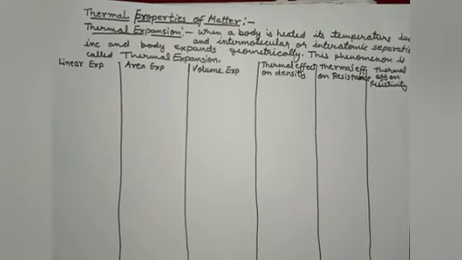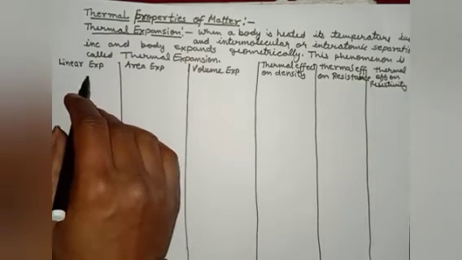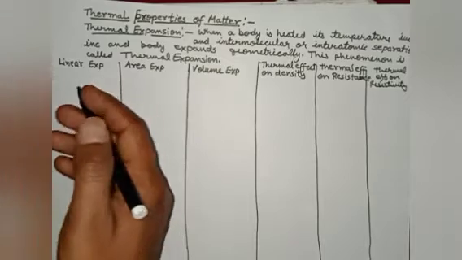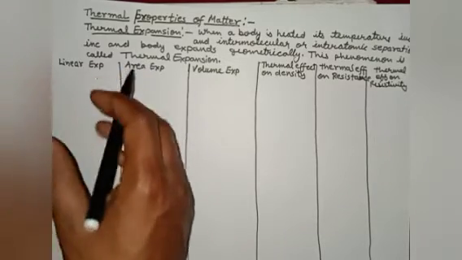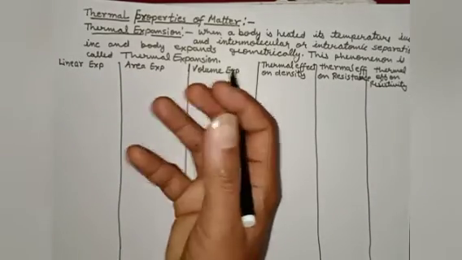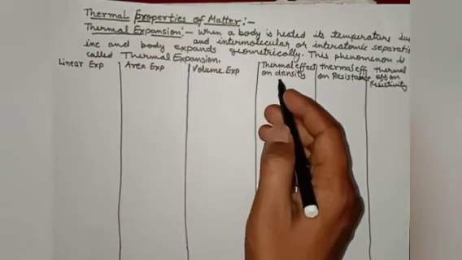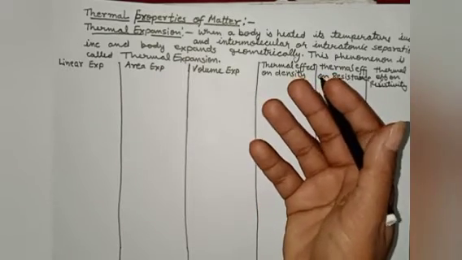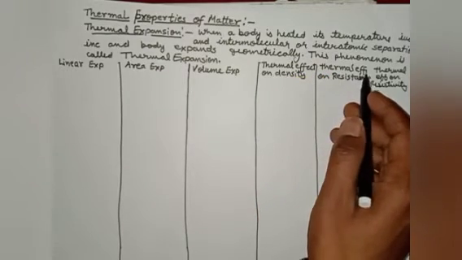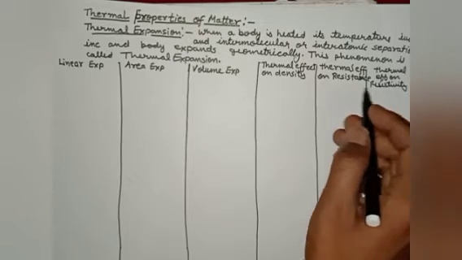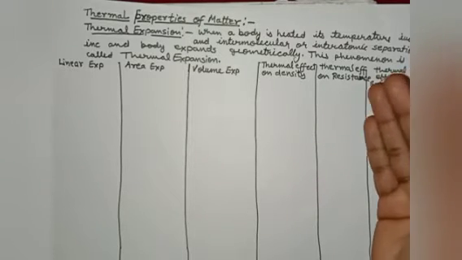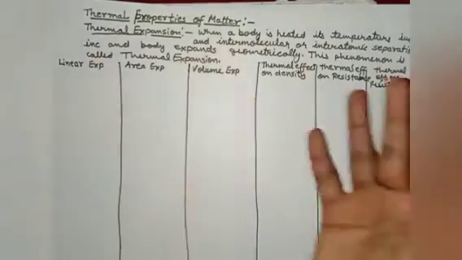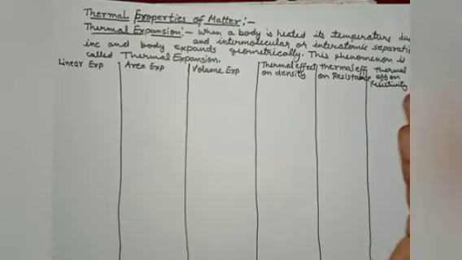Linear expansion: expansion of length, related to a wire or a rod. Area expansion: related to a surface. Volume expansion: for a solid, three-dimensional solid. Thermal effect on density, we can't say expansion or any other word. Thermal effect on resistance, thermal effect on resistivity. These are two additional terms, and well, it is not thermal expansion, but the rules will be the same. So that is why I have included them here.